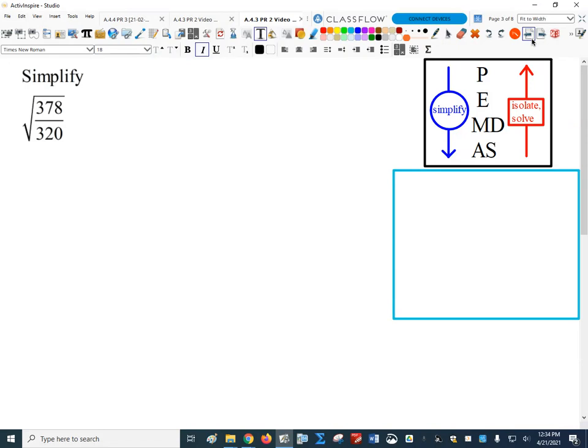How are we going to do this? We're going to simplify this, the square root of this fraction. Multiply top and bottom by square root of 320. Was that the suggestion? We could, but that's going to give us huge numbers. Let's take a different route and see if we can get some smaller, easier numbers to deal with.